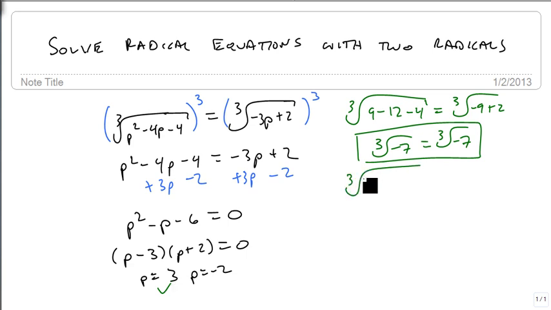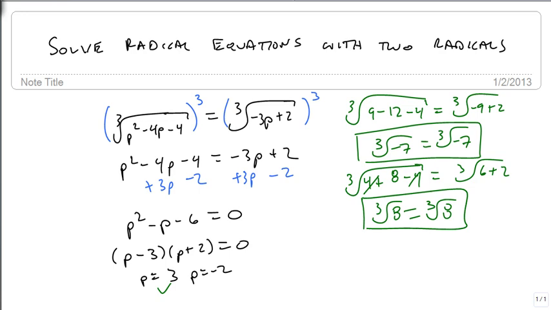For our negative 2, we get negative 2 squared, which is 4, plus 4 minus 4 equals the cube root of, let's see, it's not 4, it's 8. There we go. Minus 3 times minus 2 is 6 plus 2. Well, this gives me the cube root of 8 equals the cube root of 8. And all that matters is I have the same thing on both sides, so that answer checks out as well. And these two combined are our answer.